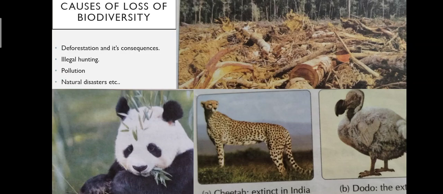Another consequence: soil properties like nutrient content and texture will also change because of deforestation. So this is what we have learned about deforestation and its consequences. In the next video we will learn about illegal hunting, pollution, natural disasters, and the rest of the topics. Go through this video. Any doubts, you can clear your doubts. Thank you.